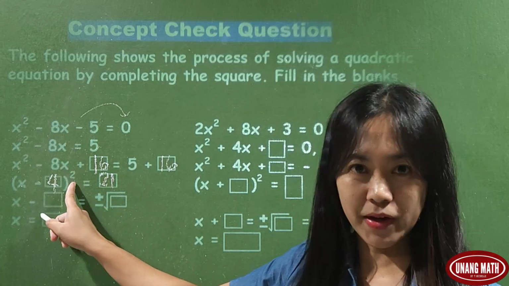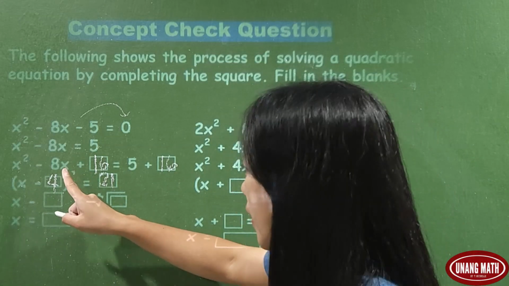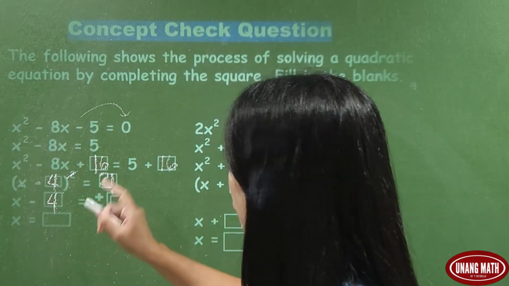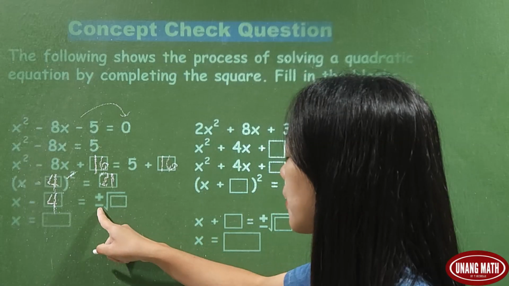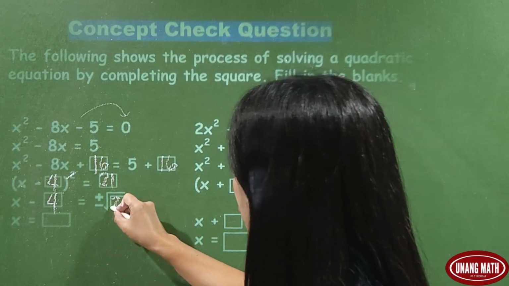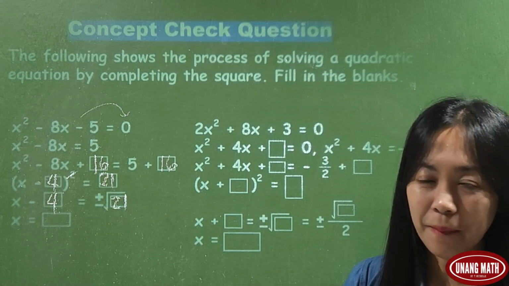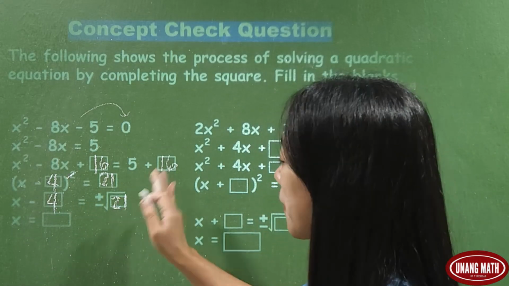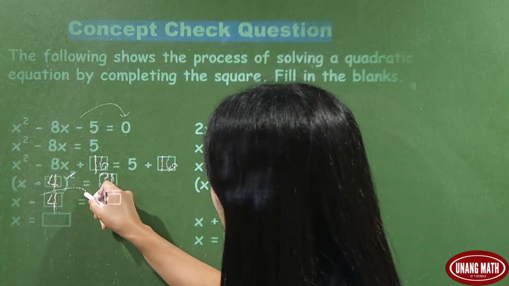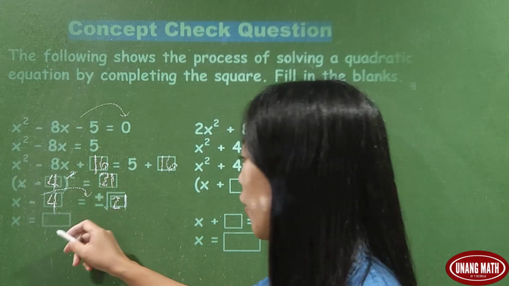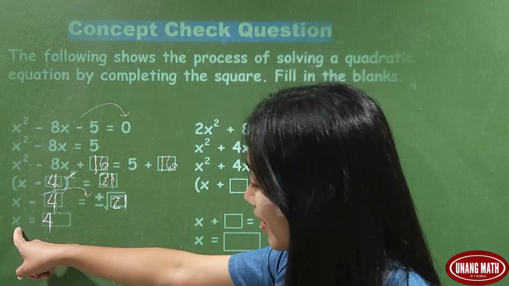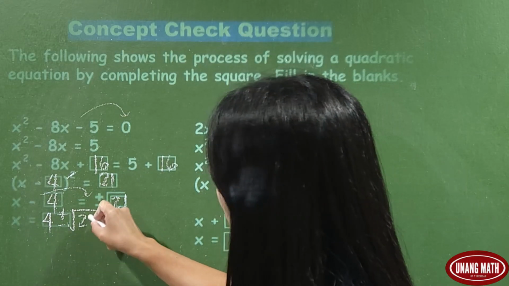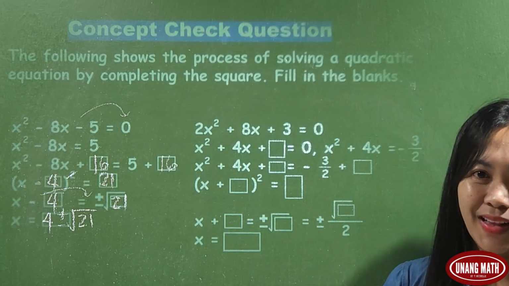So we are now going to solve. Remove this exponent 2. We have here x minus 4, and this is equal to plus or minus square root of 21. The x minus 4 value is plus or minus square root of 21. We're looking for x, so move negative 4 to the other side. So it means x is 4 plus or minus square root of 21.